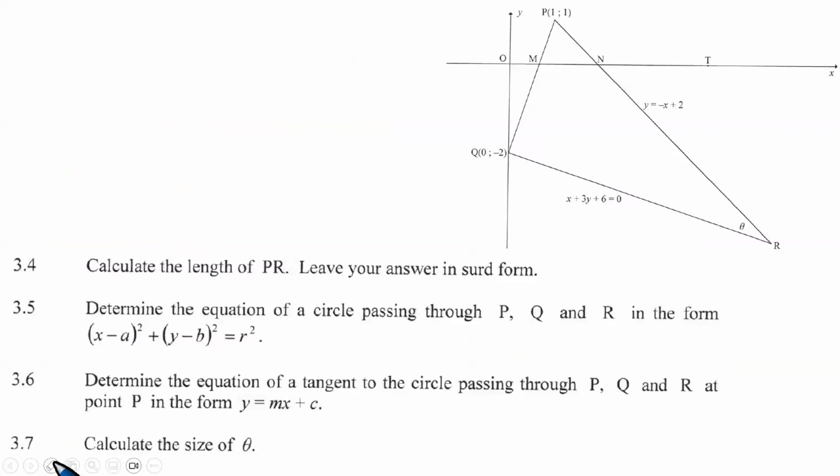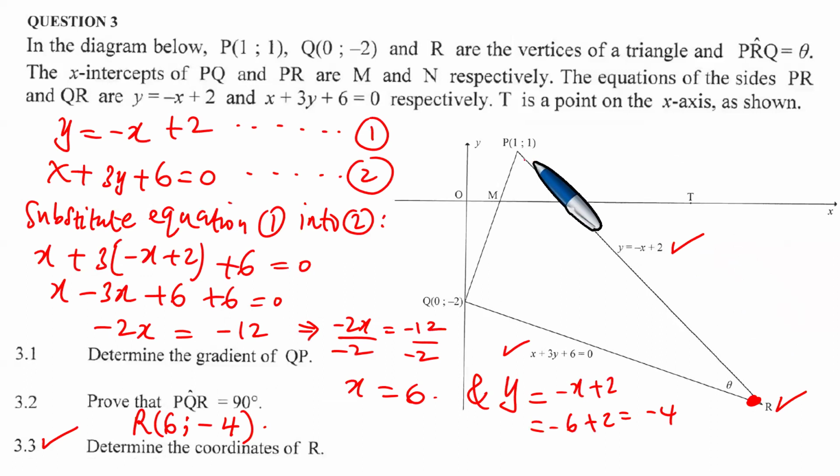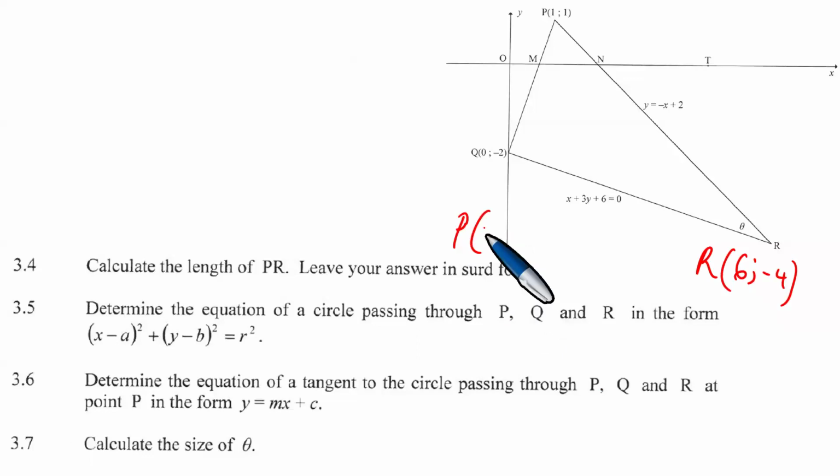Right, in the next case, we continue to look at the same diagram, but want to calculate the length of PR. We already know the coordinates of R are exactly (6, -4). P is up there, and we know that P has the coordinates (1, 1). So you're going to write it down. We want to find the length of PR, from P to R. What is the length?